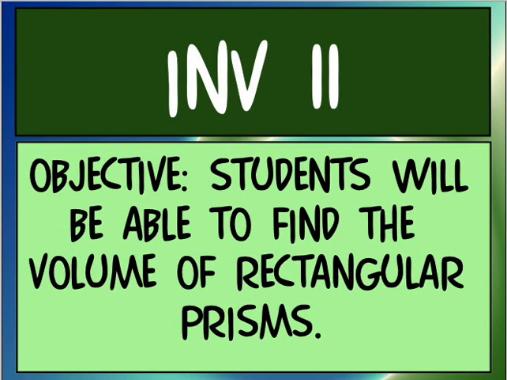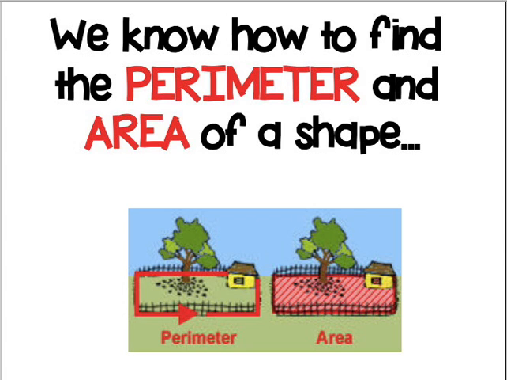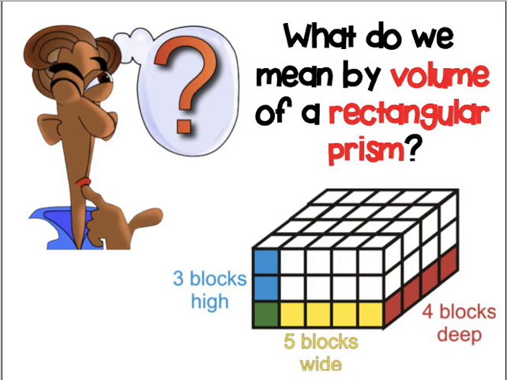Welcome to Investigation 11. Today we are going to be finding the volume of rectangular prisms. Now we know how to find the perimeter and area of a shape. Perimeter is all the way around, so we add up all the sides, and area means all of the inside, so we multiply the length times the width. Now volume, when we think about volume, we wonder what that means.